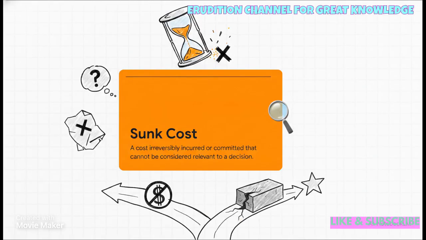Which leads us straight into the ultimate exam trap, the sunk cost. A sunk cost is a cost that has already been irreversibly incurred or committed. Because you cannot recover it or change it by any future action, it absolutely cannot be considered relevant to a decision. These are also termed irrecoverable costs.